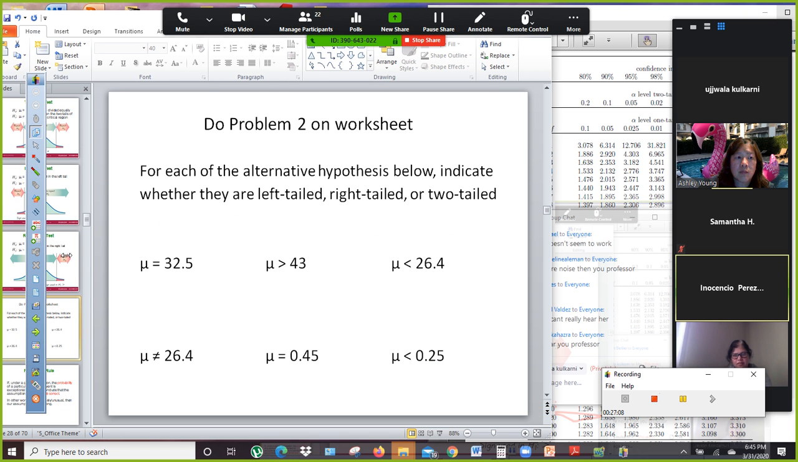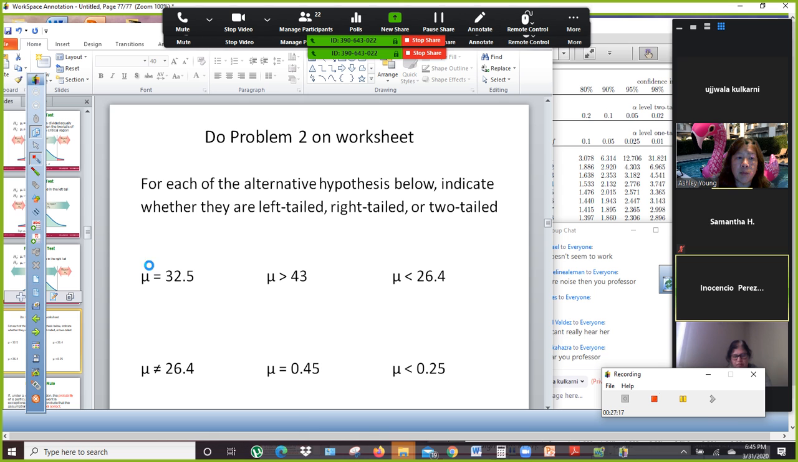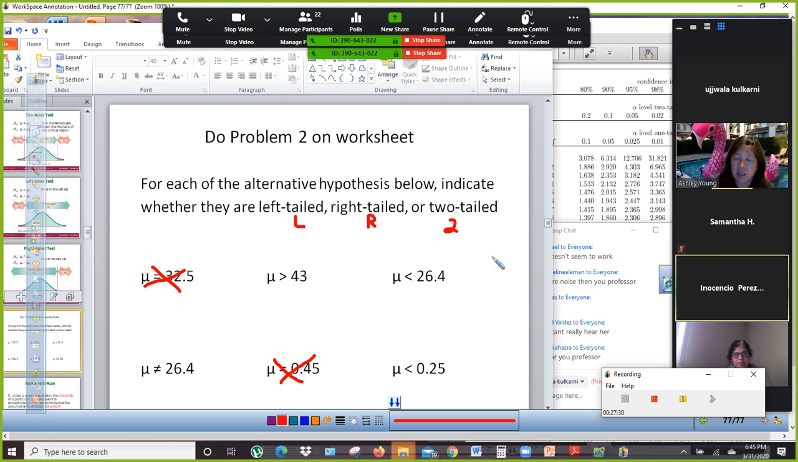Okay, so here, problem 2 in the worksheet, just indicate, don't worry about the null hypothesis, just worry about the alternatives, and indicate whether they are left-tailed with an L over the top of them, right-tailed, put an R over the top of them, or two-tailed and put a little 2 over the top of them. So just take a minute and indicate those. 30 seconds. Go ahead and do it in 30 seconds.